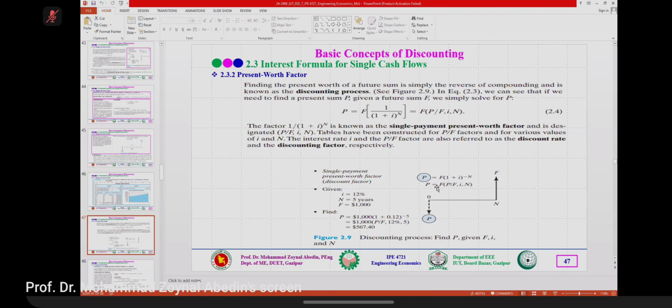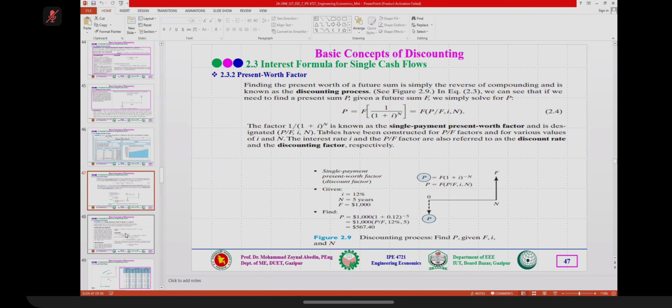So what is the formula? P equal to F, bracket, P by F, i, n. You can use a calculator, no problem, but you can also use the table. So 1000 is the future value, bracket, find P given F, 12% and 5. This bracketed value is 0.567. Maybe I can describe this in the table: the second column is the P by F value.